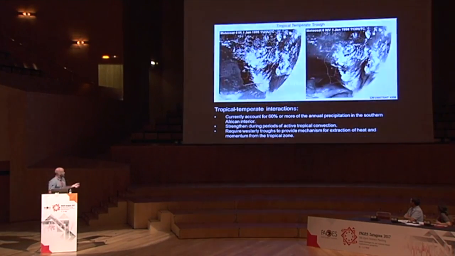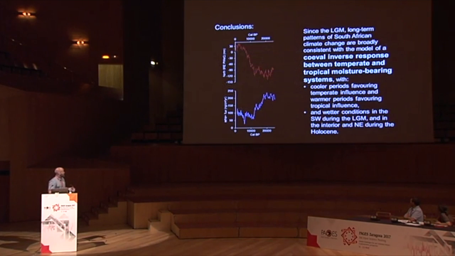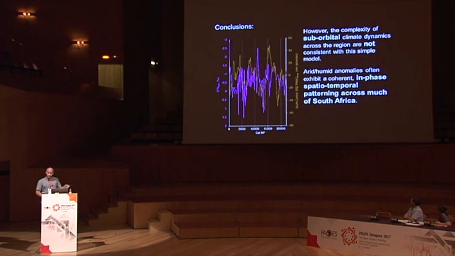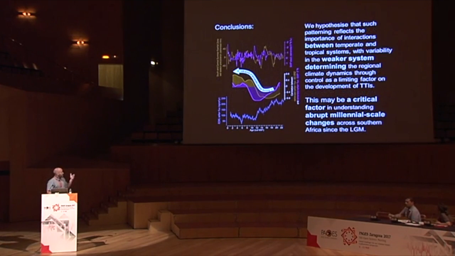And so the idea, sorry, I'll just skip over that. The idea that we have is that while indeed, over these long timescales, there is a coeval inverse response between temperate and tropical systems, this works. While this does work, at suborbital timescales, at millennial timescales, it's really quite the opposite. And there's an in-phase, spatially coherent pattern across much of the subcontinent. And that it's actually the weaker system that provides that spark to light up the dominant system through the creation of these unique synoptic systems.